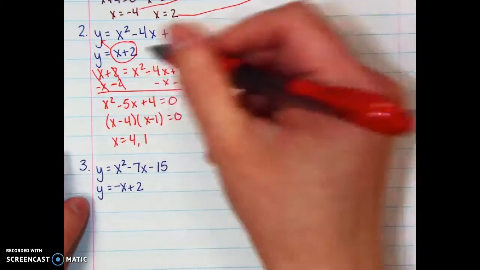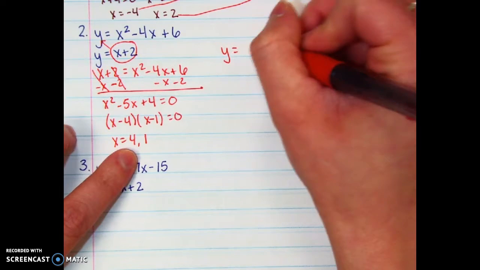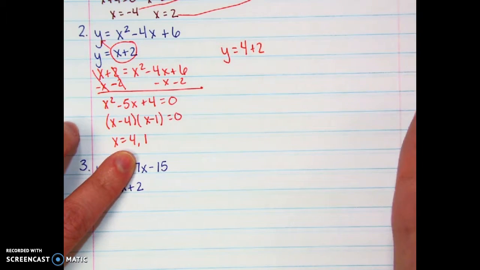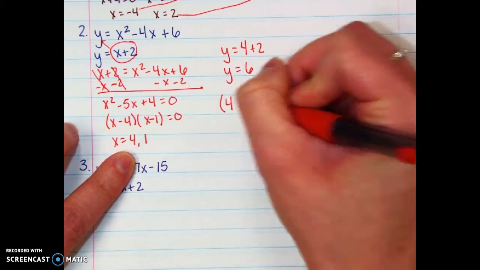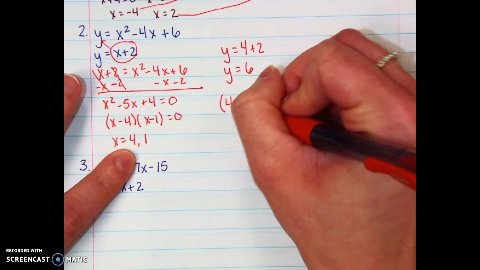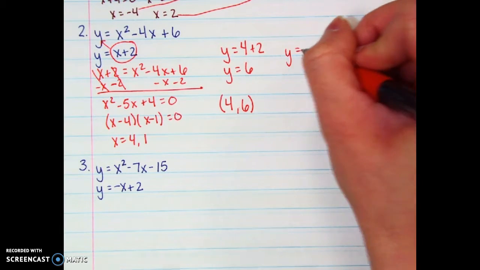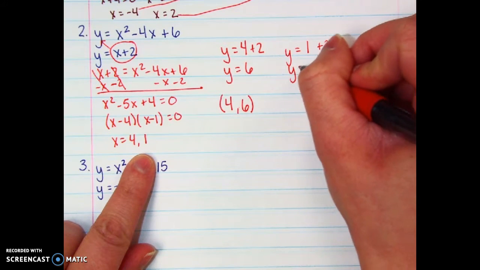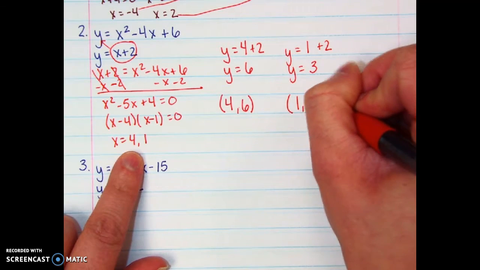Okay, let's plug it back into this equation. Y equals, I'll take the first one, so that's 4 plus 2. That means y is 6. So my first point is 4, which I get from down here, and 6. For the other one, y equals 1 plus 2. That's 3. So the other point is 1, 3.